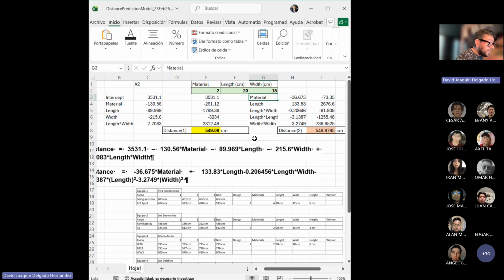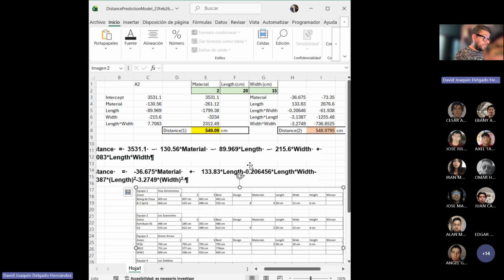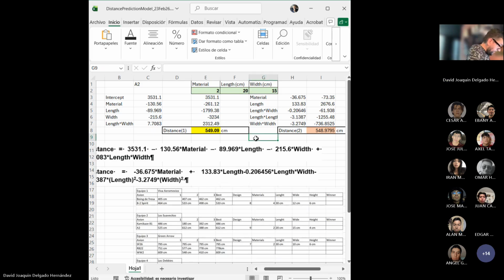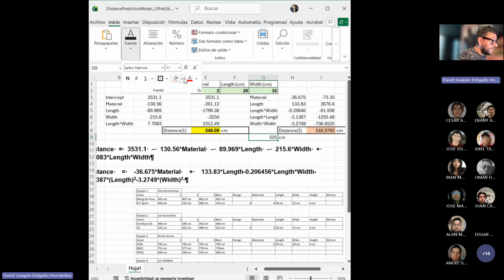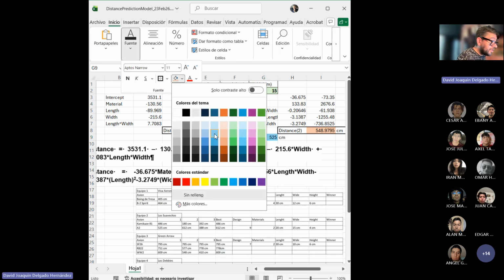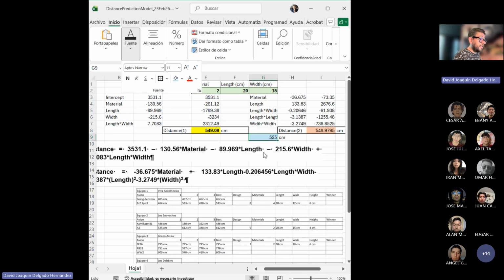but I am going to put another thing. I am going to put the actual distance, which is, let us put 525. I am going to put the closest. So it will be 525 centimeters. This is the one that we recorded in real life. So let me put another color. Let us see in blue. Okay. So I am going to copy this.